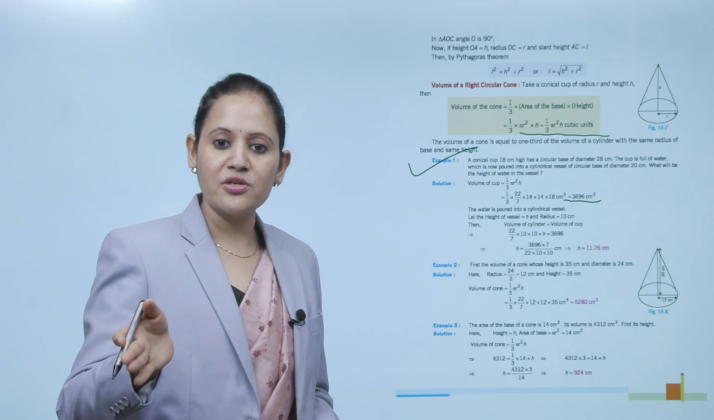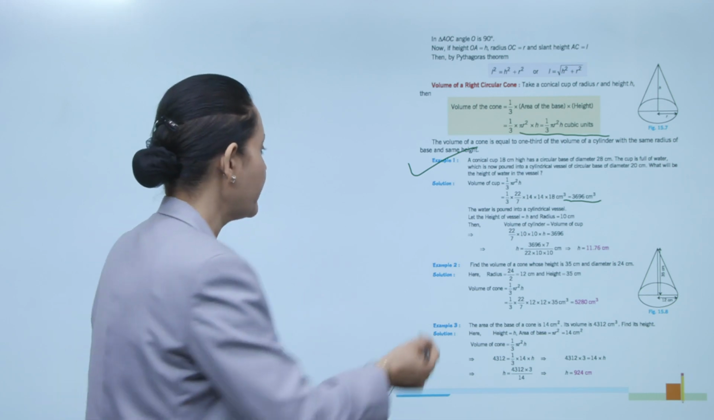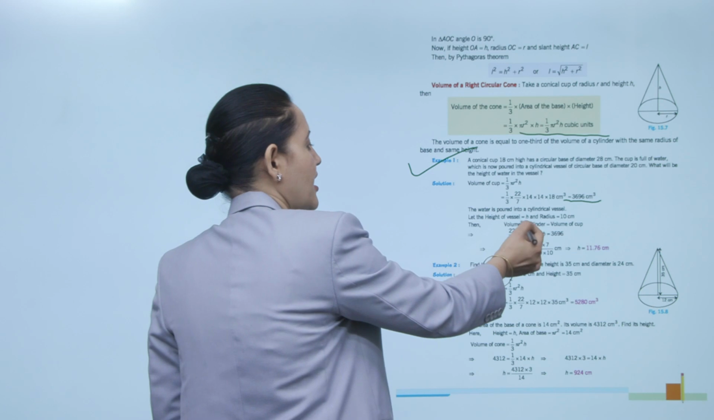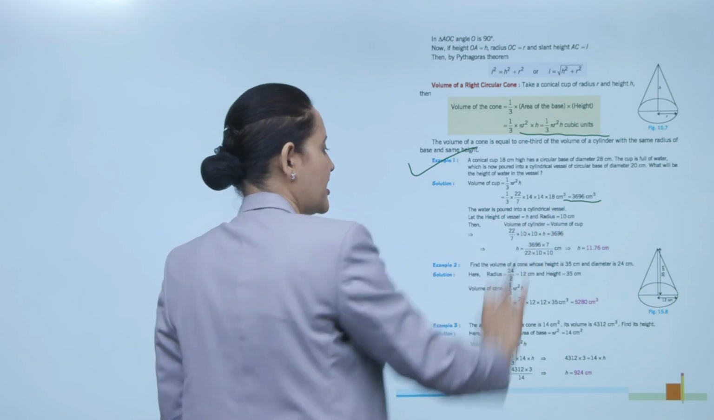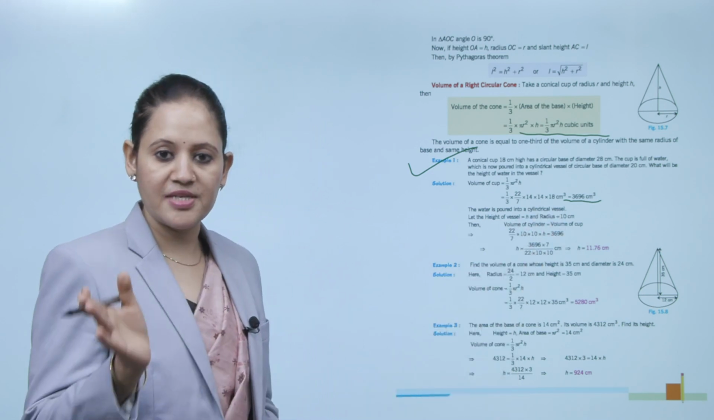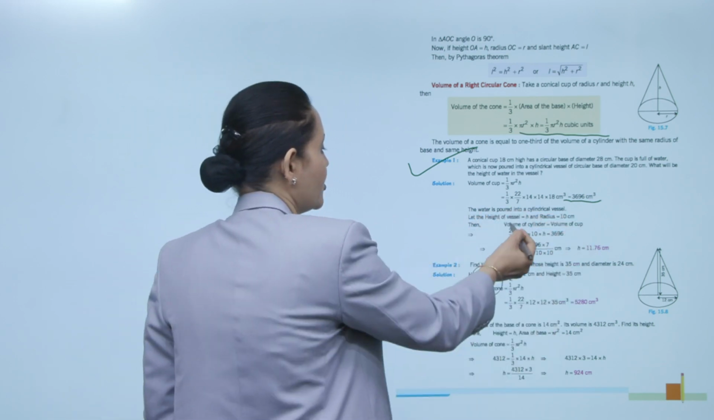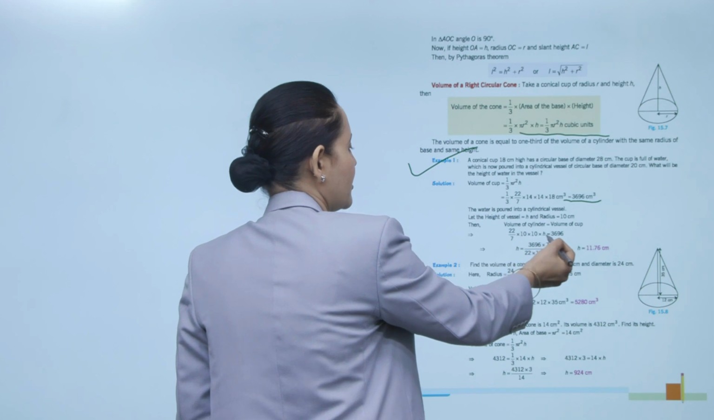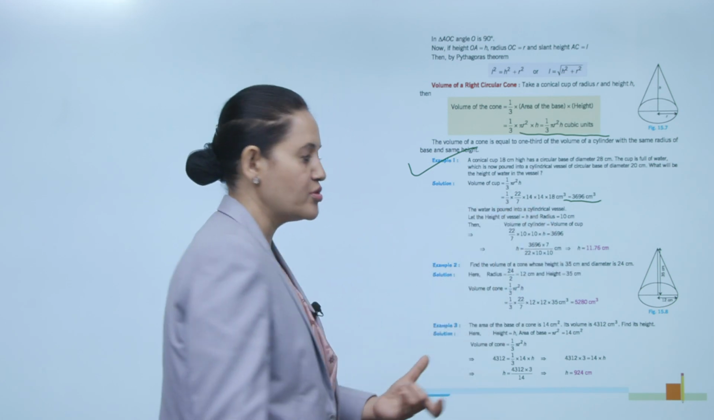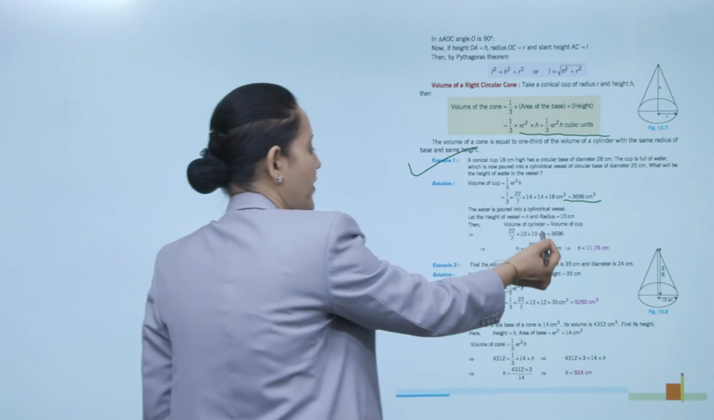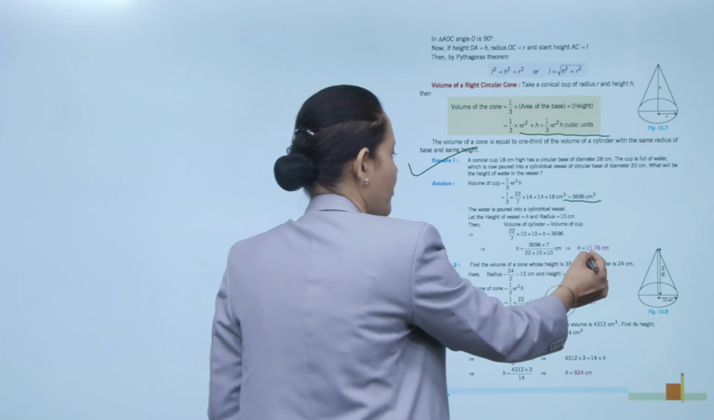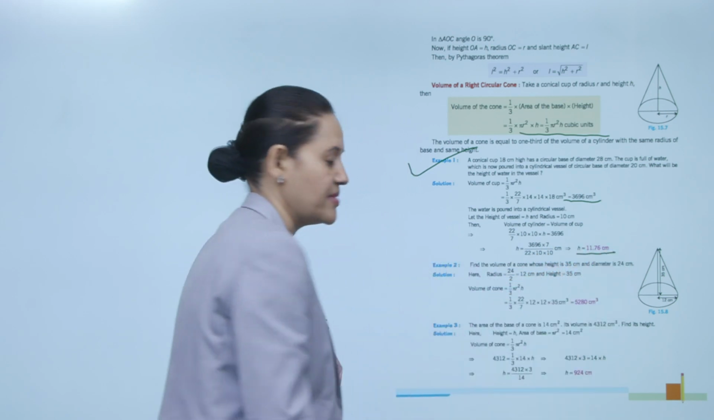The water is poured into the cylindrical vessel. So let the height of the vessel be H, and the radius is given as 10 centimeter. So the volume of the cylinder will be equal to what? The volume of the cup. So 22 upon 7 into 10 into 10 into H equals the volume we found out earlier. Find out the value of H, that is 11.76 centimeter. Clear?